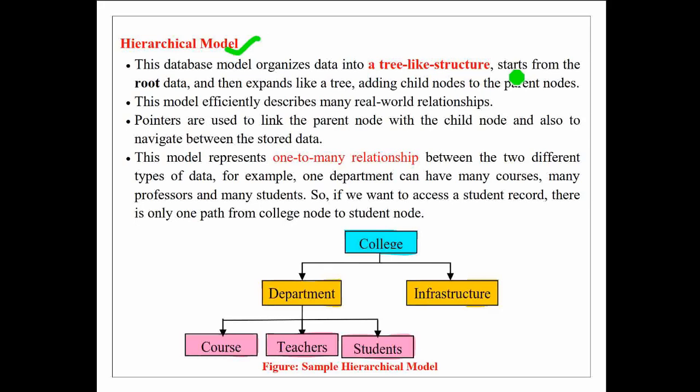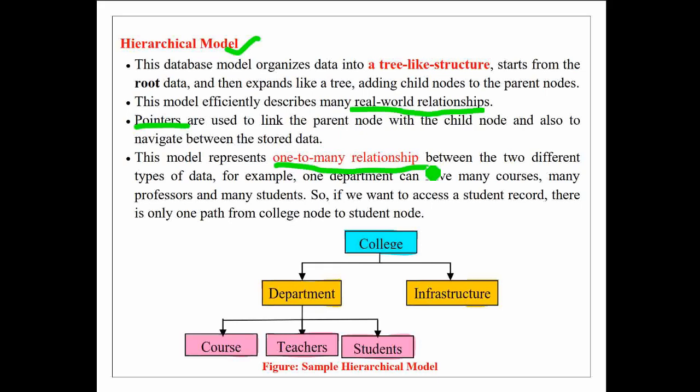Hierarchical model organizes data into a tree-like structure that starts from the root node and then expands like a tree, adding child nodes to the parent nodes. This model efficiently describes many real-world relationships. Here in this model, pointers are used to link the parent node with the child node and also to navigate between the stored data.